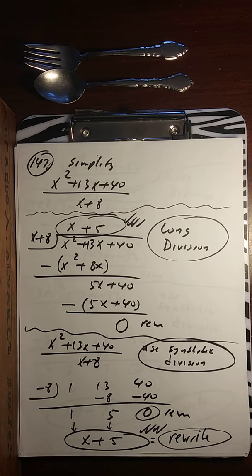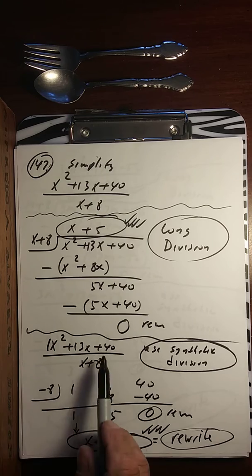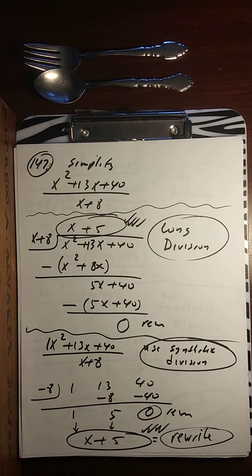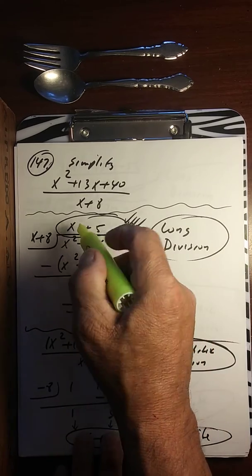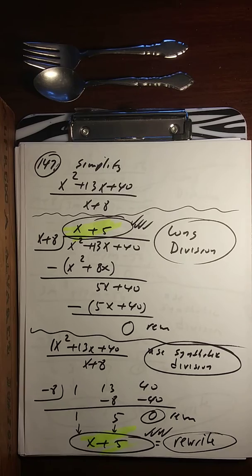And again, where did I get the numbers from? From right here. This is a 1. That's where I got the 1, the 13, and the 40, the coefficients. Same answer. Same answer, you can see. This answer, same as this answer right there. All right, next question.